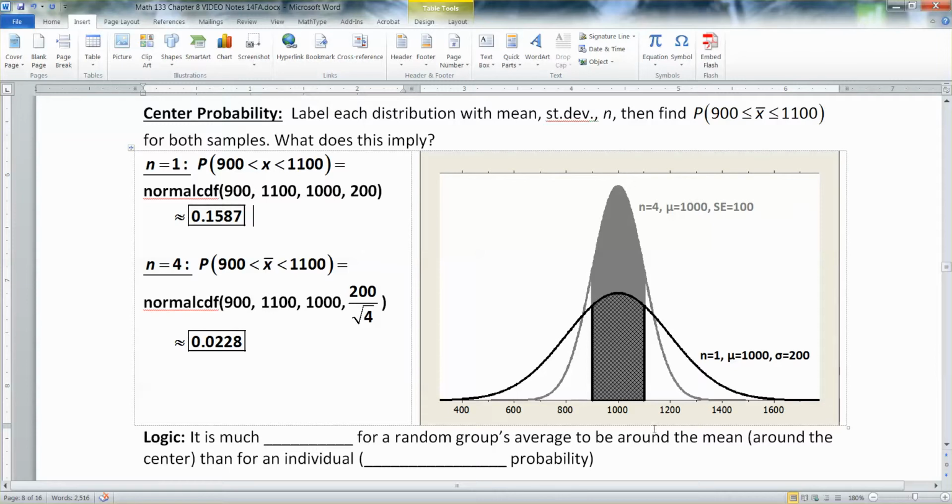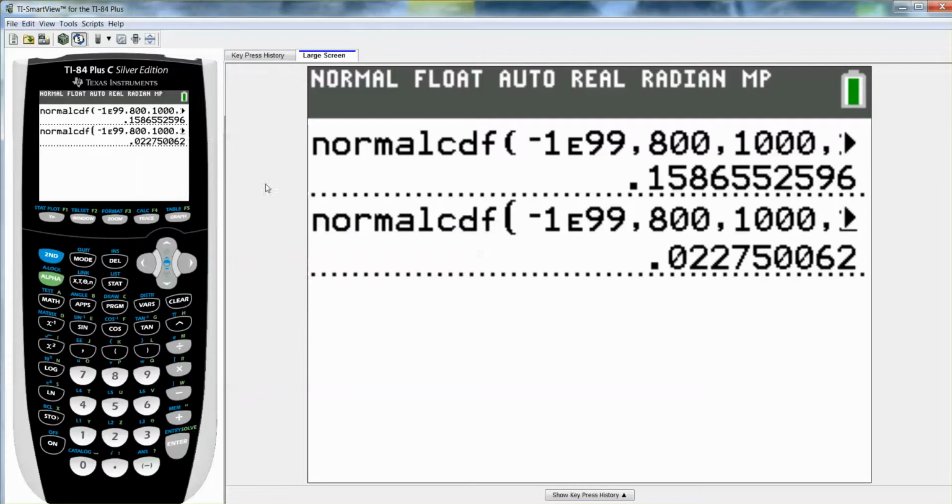Remember that this gray curve is when n is equal to 4, and it means the standard error is 100 because it's 200 divided by the square root of 4. And this black curve here is when n is equal to 1, so that means that we are dealing with actual sigma, the standard deviation. So let's find that value first, which is this kind of checkerboarded one down here. So I want normal CDF from 900 to 1,100, and then 1,000 is my mean and 200 is my standard error. So let me find that.